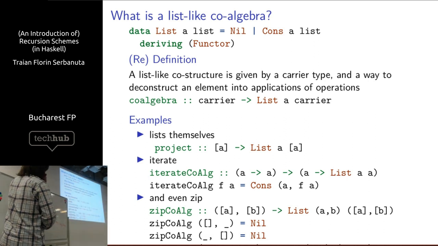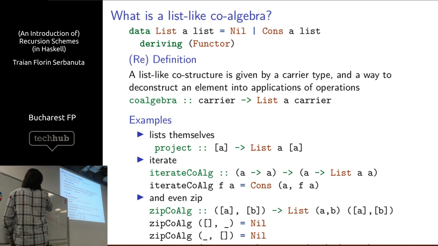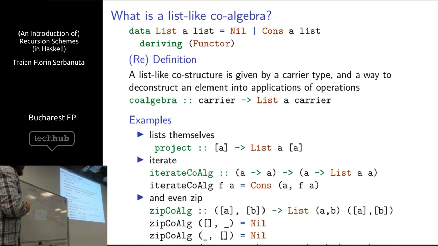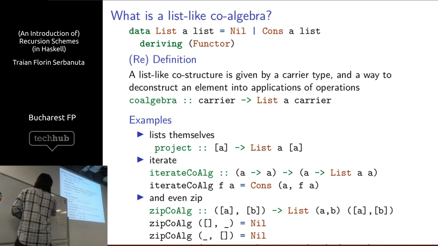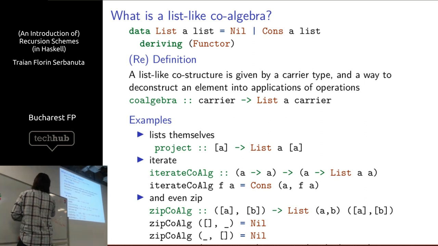And now I think it might be a good time to make the comparison with the unfold. If you remember unfold, unfold was taking as argument something of B going to maybe of A and B, and then giving a function from B to list of A's. You remember this? And now the question is, for us, a coalgebra here would actually be a function from B to list of A and B.